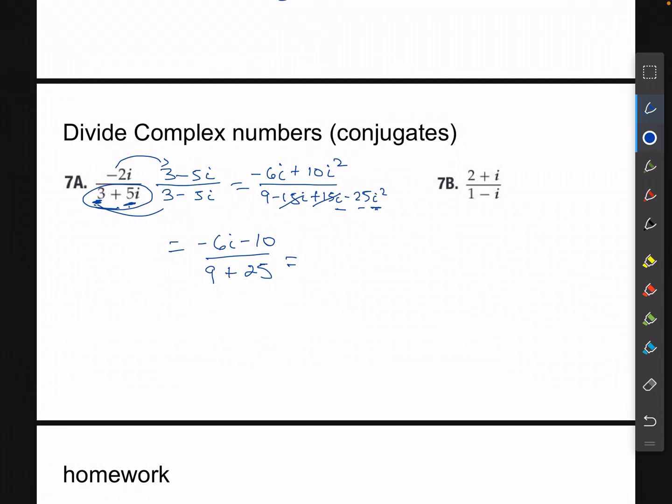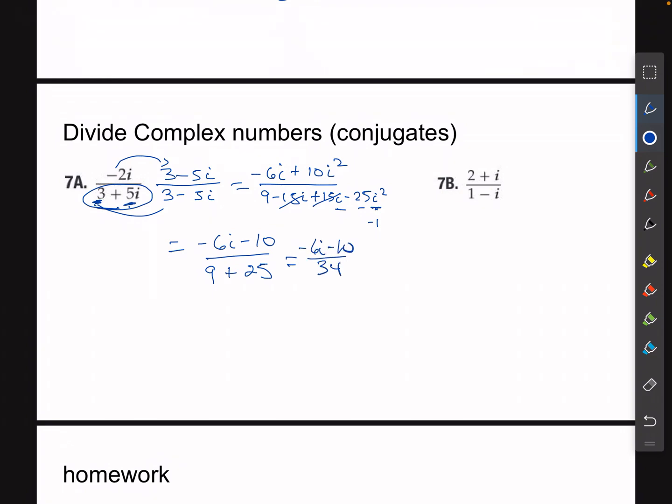Did I do that right? Let me just make sure here. 9 minus 25 i squared. i squared is negative 1. Yeah, I think we're good. Okay, so this is 34.